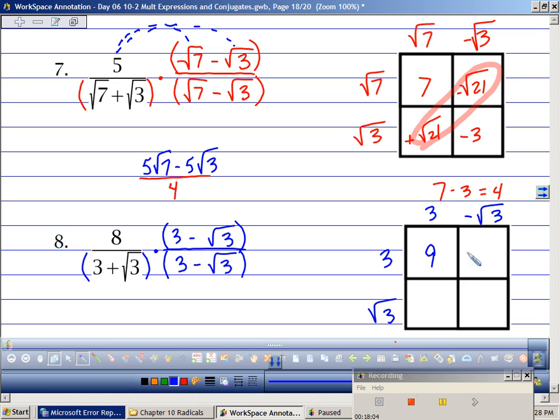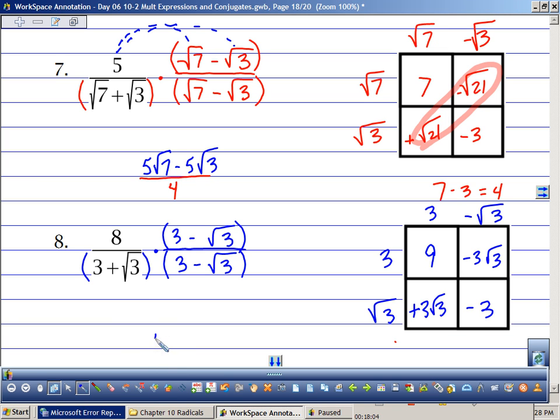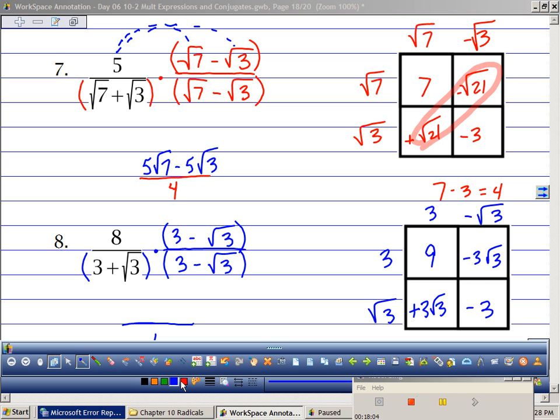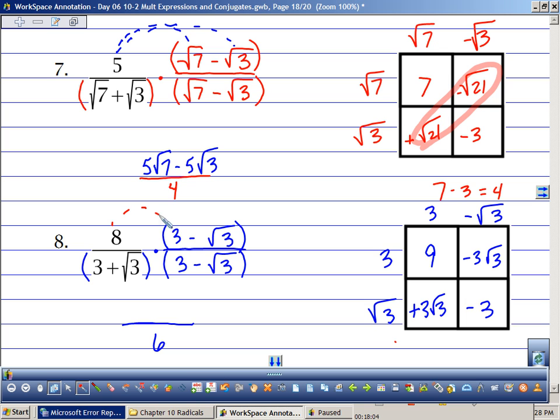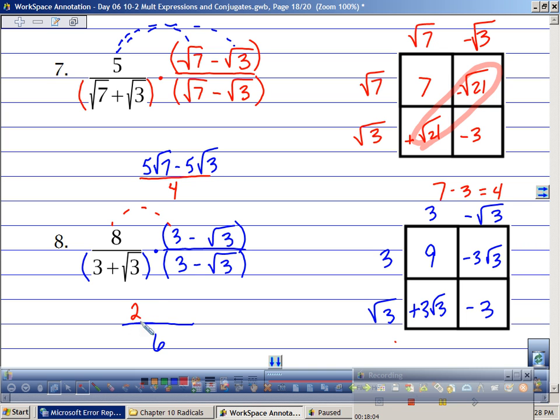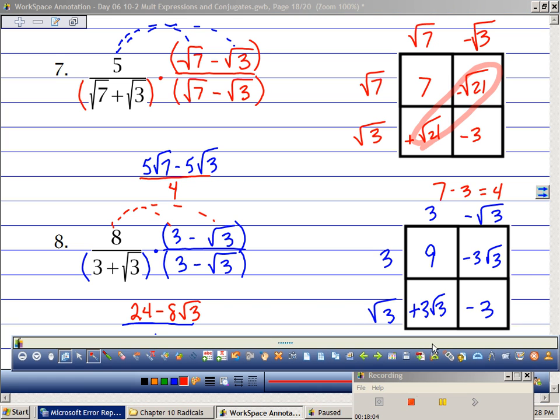Three times 3 is 9. This is going to be negative 3 root 3, and this is going to be positive 3 root 3. They cancel each other out. And root 3 times negative root 3 is negative 3. 9 minus 3 is 6. Now we just have to find the numerator. And I'm going to distribute. 8 times 3 is 24. And 8 times negative root 3 is negative 8 root 3. And we're done.